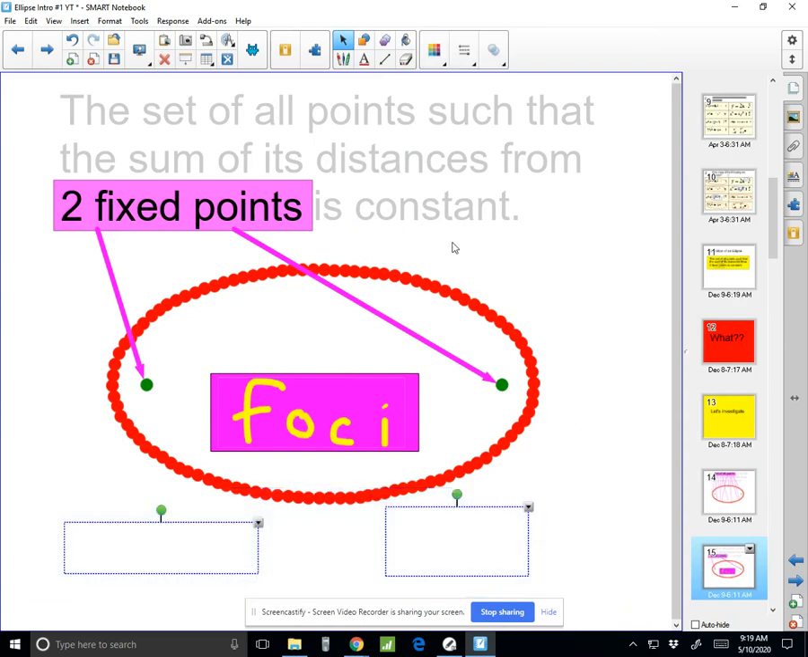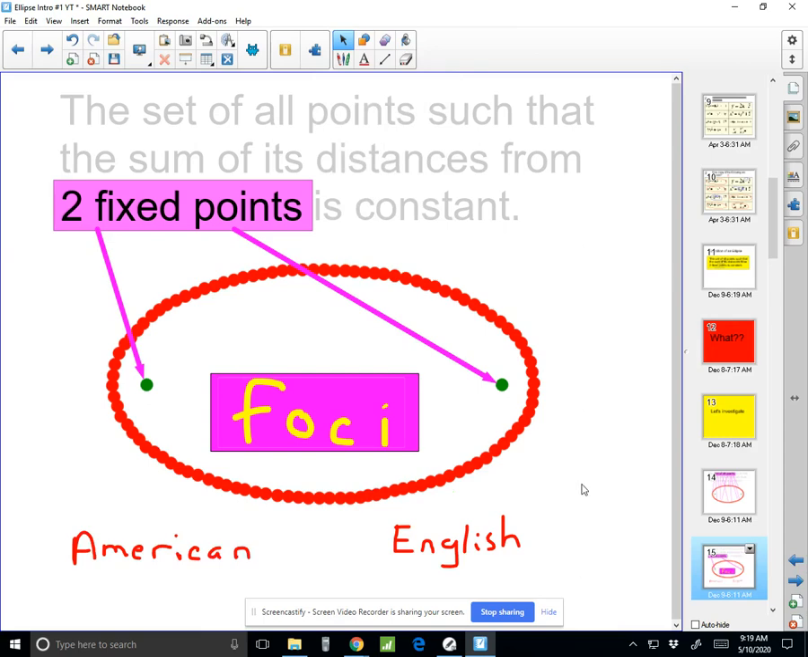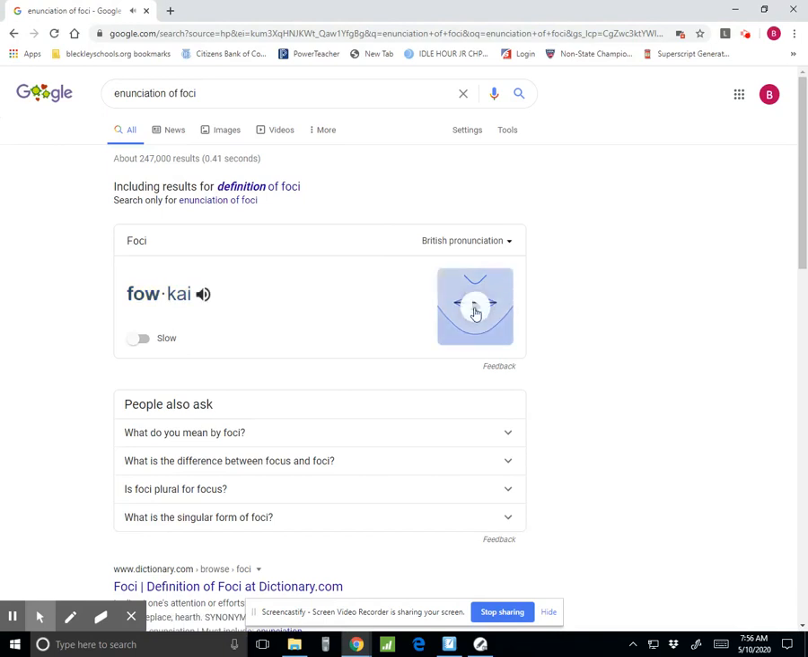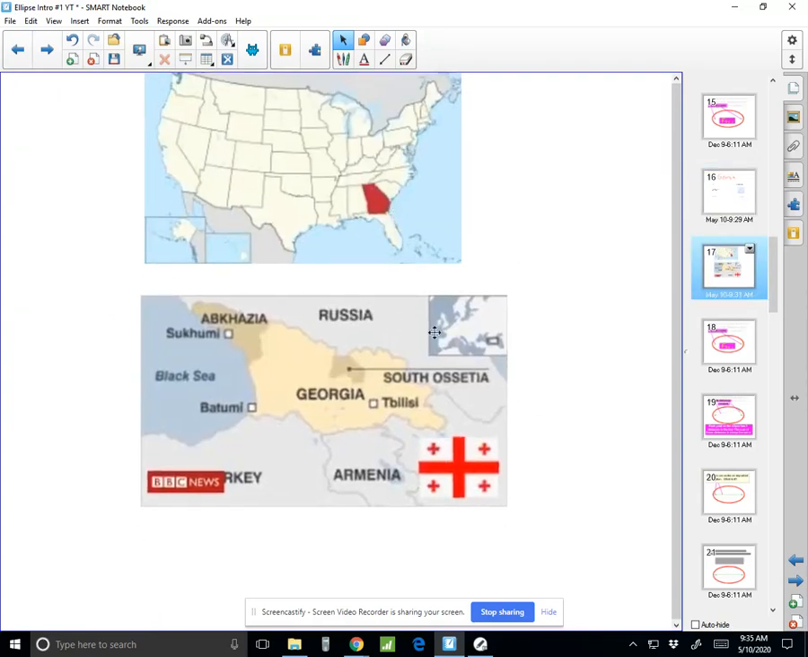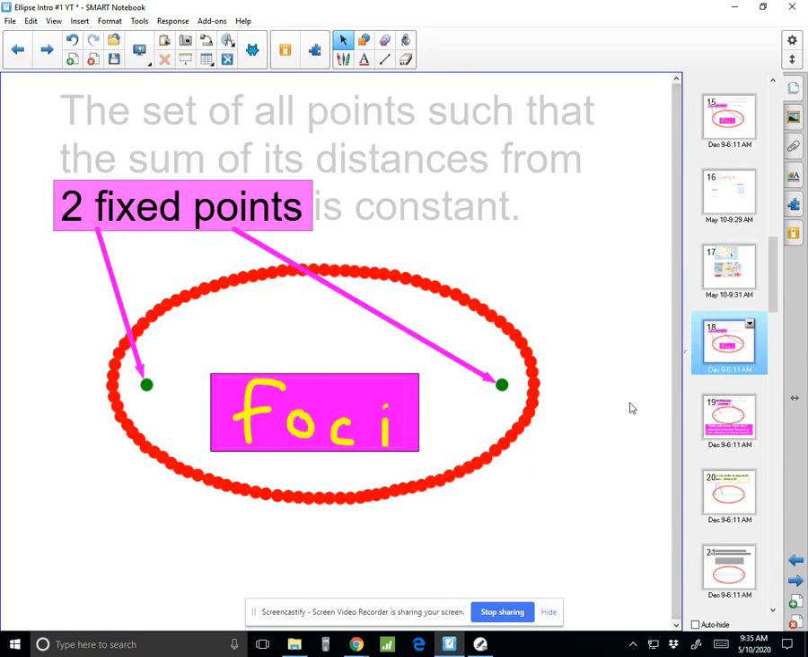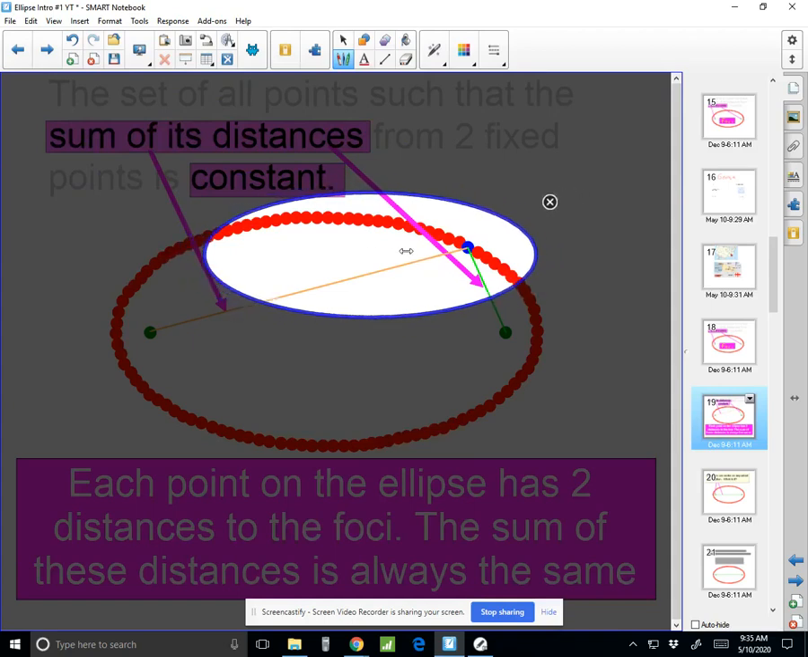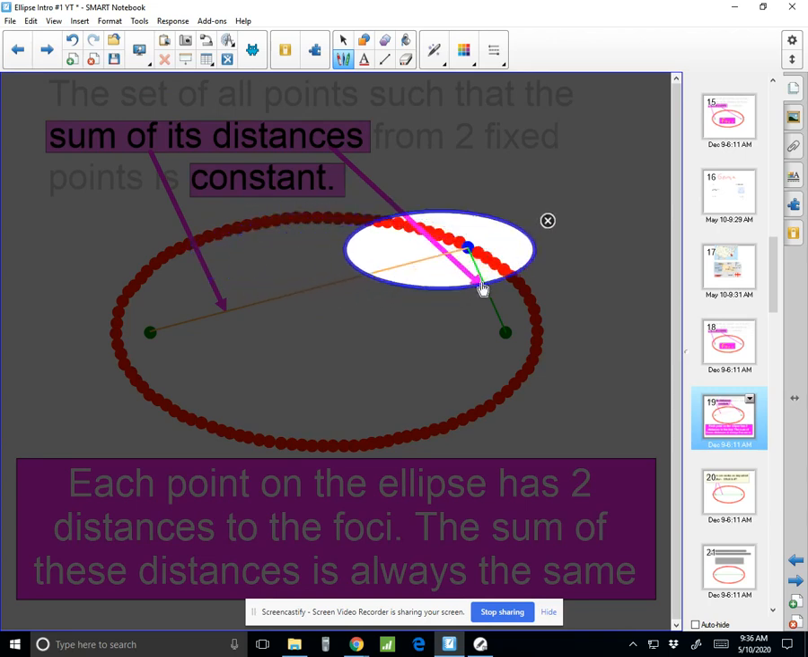I want to stop there and say that there are two pronunciations of foci. There's an American and English pronunciation, and we're going to let Google tell us that. Foci. Foci. Well, since I live in Georgia, and that's the one by Florida, not the one by Russia, I'm going to call the plural of focus foci. The sum of its distances is constant. That means any point on the ellipse, if you connect it to both foci, that distance remains constant.